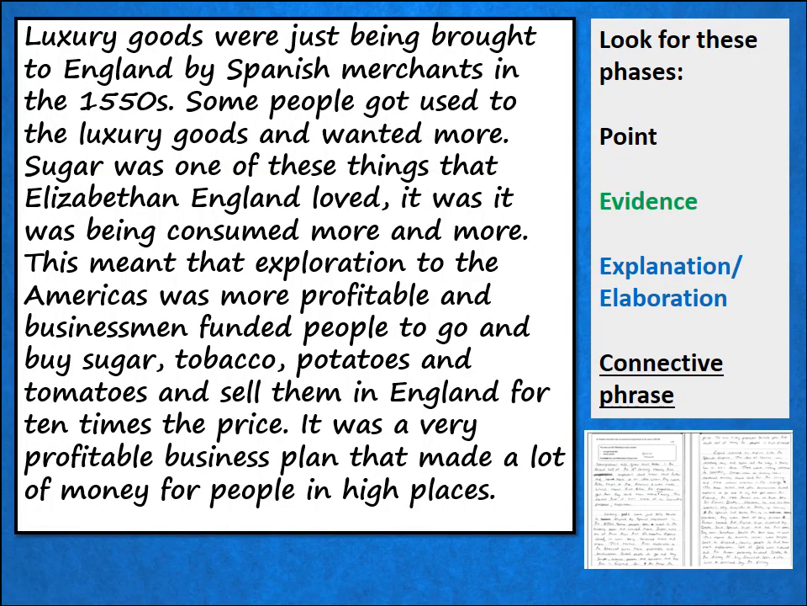So here's a section of one student's response. You might like to pause the presentation in a moment while you read through, but as you do, try to keep an eye out for the different phases and features that you'll find in the paragraph. Look for the point at the start, and then the evidence phase, and then finally the explanation or elaboration phase. And also try to look for the connective phrase that the student uses to lead herself from evidence to explanation.